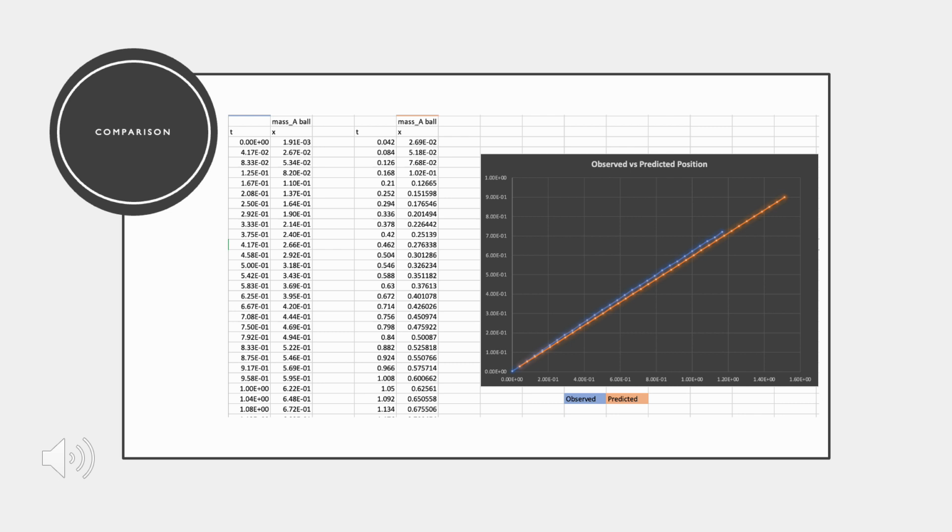Now that we have both the observed and predicted model, we can see that both the position versus time graphs are sloping upwards in a positive x direction. Similarly, the velocity versus time graphs are flat, which we can see after taking the slope or finding a derivative. This means that there is constant velocity and thus no net force or acceleration.